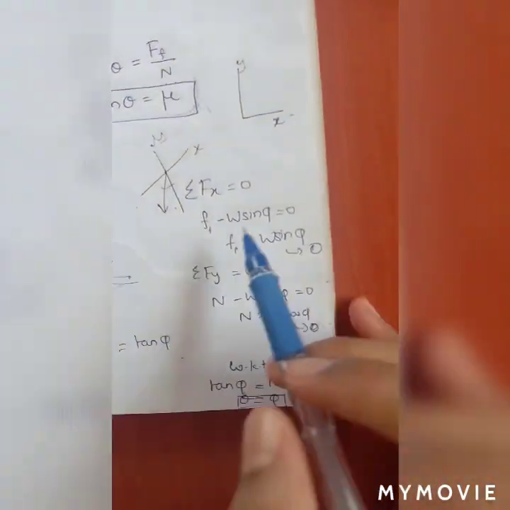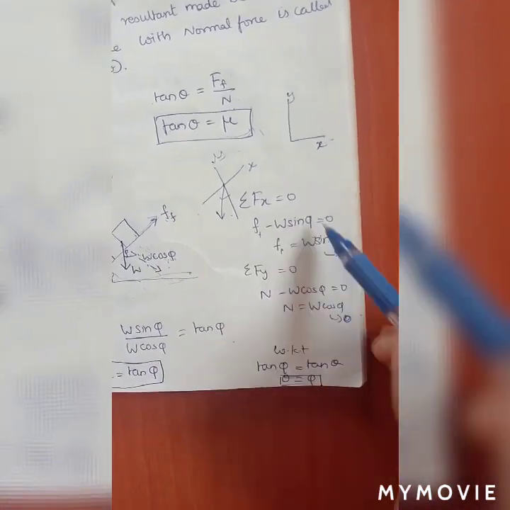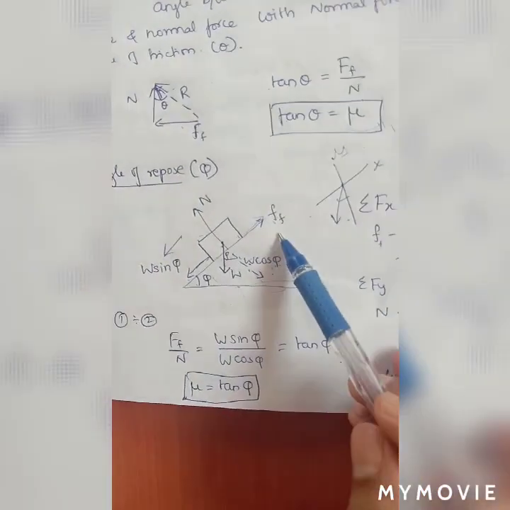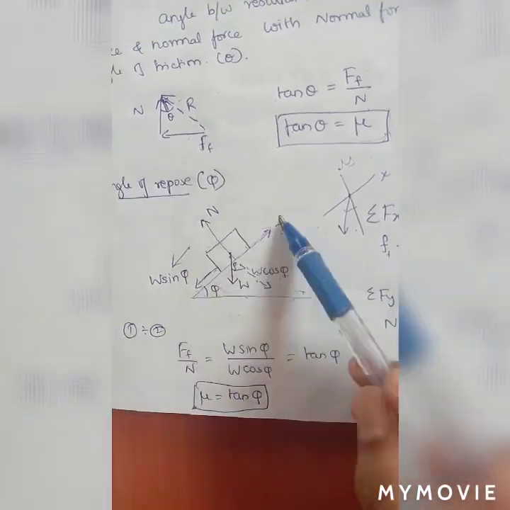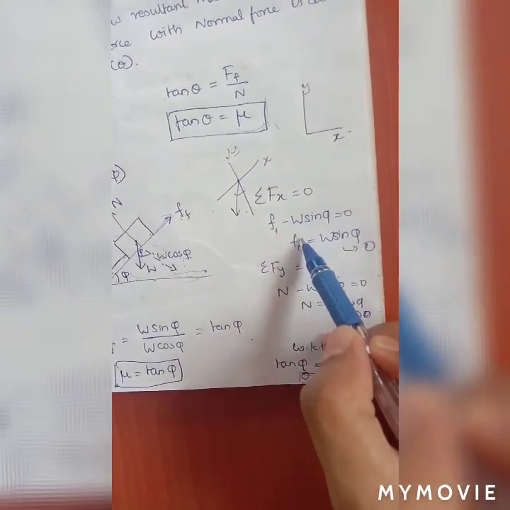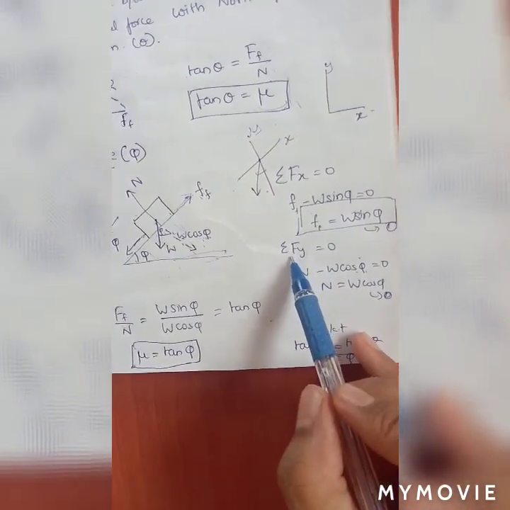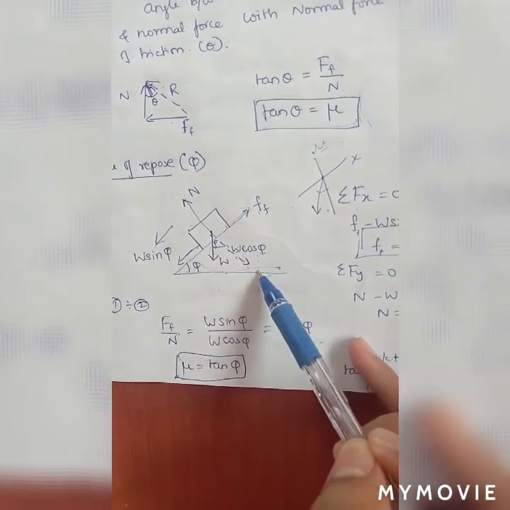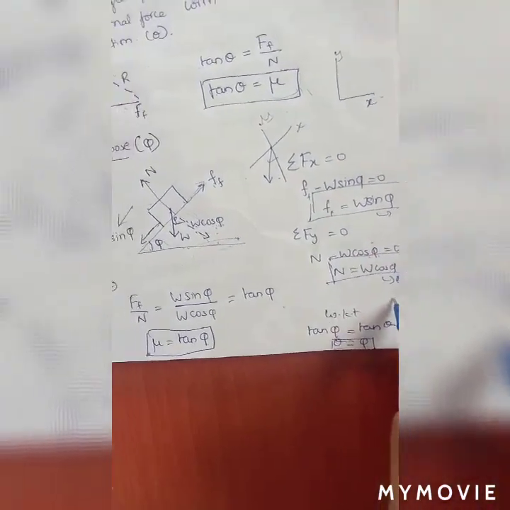When you solve these four forces by the equilibrium conditions, we know that summation of Fx equals 0 and summation of Fy equals 0. For summation of Fx equals 0, which forces act along the surface? One is the frictional force and the other is W sin phi. Both are in opposite directions, so F minus W sin phi equals 0, which means the frictional force is equal to W sin phi. Similarly, for summation of Fy equals 0, the normal force minus W cos phi equals 0, so the normal force is equal to W cos phi. This is equation number 1 and this is equation number 2.